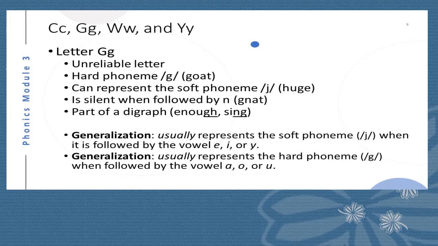There are two generalizations to remember regarding the letter G. First, the letter G usually represents the sound we associate with the key symbol J, or the soft sound, when it is followed by the vowel E, I, or Y. Second, the letter G usually represents the sound we associate with the key symbol G when it is followed by the vowel A, O, or U. Do not forget that there are exceptions. These generalizations, however, are useful.